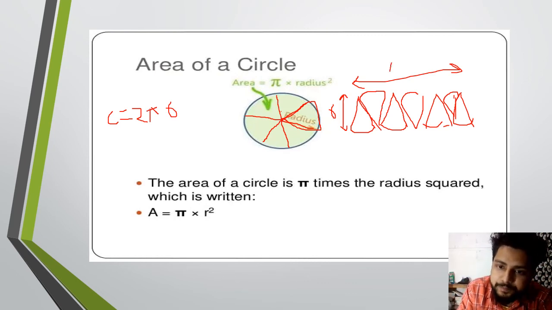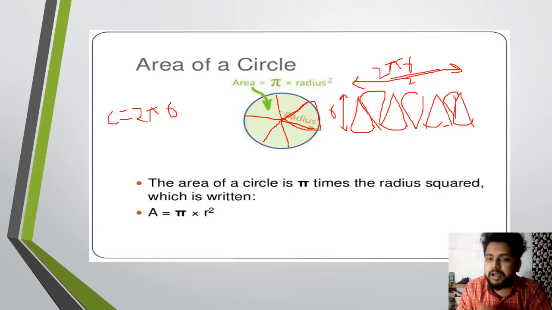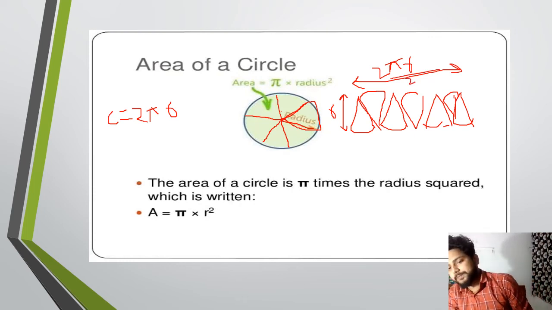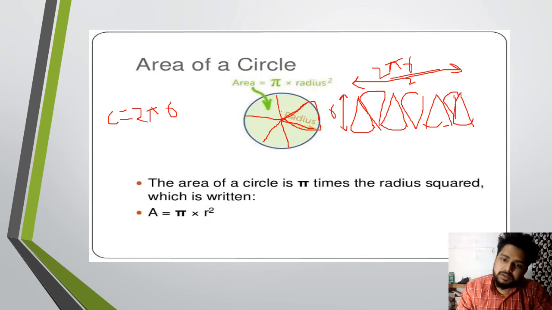Pi r, you can say pi r or 2 pi r by 2. 2 pi r by 2 is more suitable, half up and half down. Okay, pi r, and this whole is making a rectangle. Are you visualizing this?